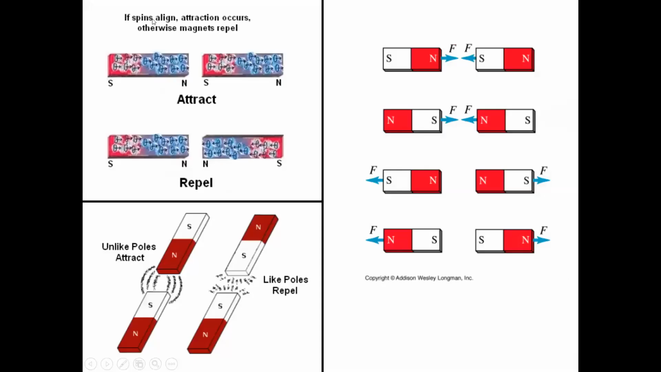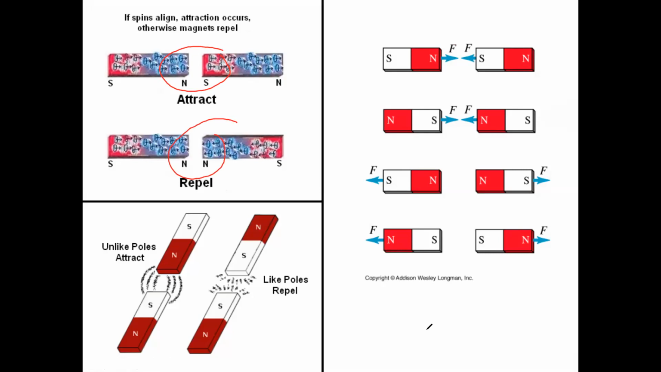As you see here, if the poles align, attraction occurs, otherwise the magnets repel. Here we have two magnets, one is north and the second one is south, so they will attract. But the second one here, we have north and north at the connected points, so they will repel. So here we have north and south, they will attract. Here we have north and north, they will repel.